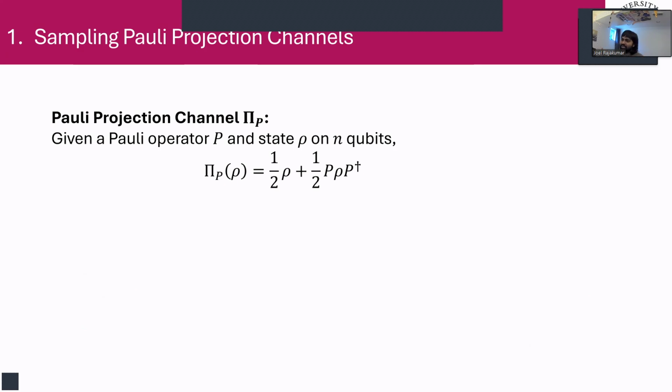What are these? We've defined them as a channel where you apply the identity with half probability, and otherwise you apply a given Pauli operator. So this is a Pauli projection channel. In a sense, you're projecting along a certain basis.